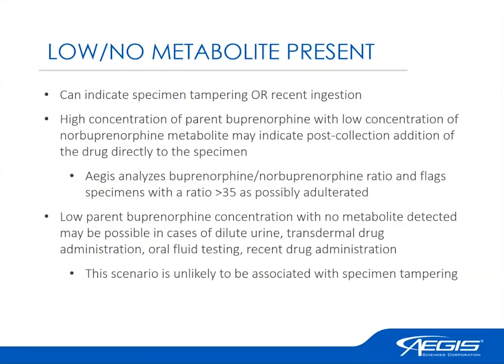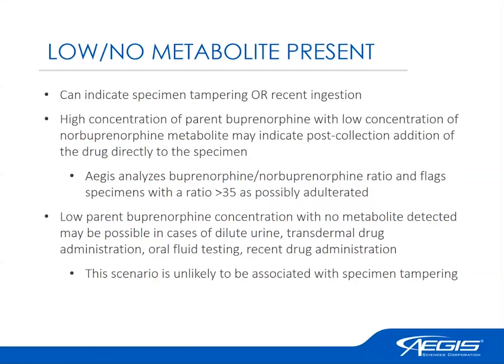AEGIS mathematically analyzes the ratio of parent buprenorphine to the metabolite norbuprenorphine in urine specimens, and if the ratio is greater than 35:1, the report is flagged for the practitioner to consider possible adulteration. In these cases, a provider may want to consider an observed urine collection or an oral fluid collection if they wish to test the patient again. Both of these options allow for direct observation of the patient, which reduces the opportunity for specimen tampering.